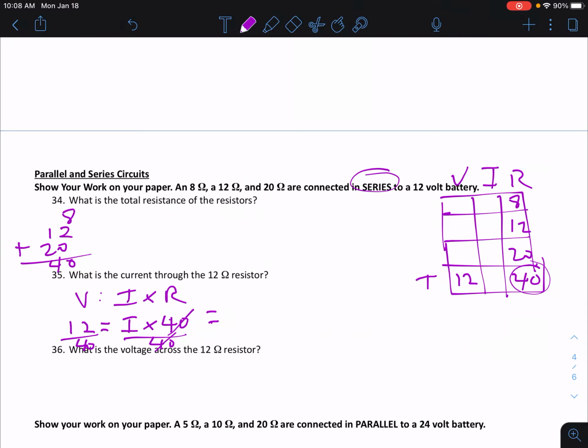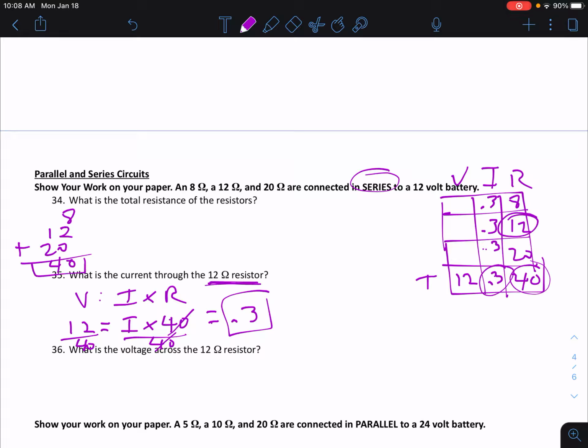This is 0.3. So that's this right here. But remember, on a series circuit, current is the same everywhere. So it's asking, what is the current through the 12 ohm resistor, which is the middle one up here. But since it's 0.3 on the bottom here, it's 0.3 here. It's also 0.3 here. It's also 0.3 here. Okay, so the answer to that is 0.3.